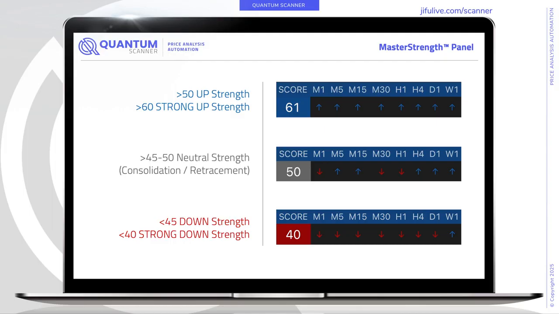A score of 45 to 50 indicates neutral strength, indicating possible consolidation or a retracement. A strength less than 45 indicates downward strength. A score of less than 40 indicates strong downward strength. Each of these scores, with their connecting trend directional arrows in the panel, help to identify the overall trend direction from each time frame as well as the relative strength of that trend.